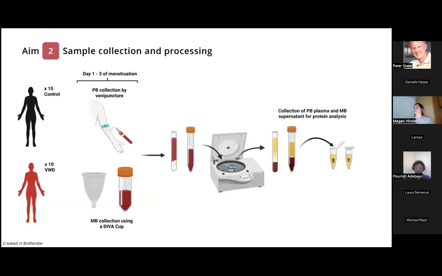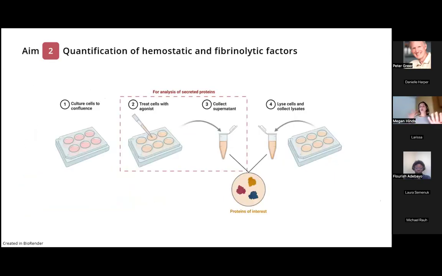And then upon receipt of the samples, we collect menstrual blood or peripheral blood plasma, as well as the menstrual blood supernatant for protein analysis. And a portion of that menstrual blood will also be removed for HEEC isolation. And then when we isolate those HEECs, again, just studying them in culture, we're going to look at both stored proteins, by lysing the cells and analyzing that, and also secreted proteins, so exposing these cells to different agonists that will stimulate secretion, and then quantifying that in the media. So again, it'll be quantified in the stored lysates, the secreted supernatant, and then also in the peripheral blood plasma and menstrual blood plasma.